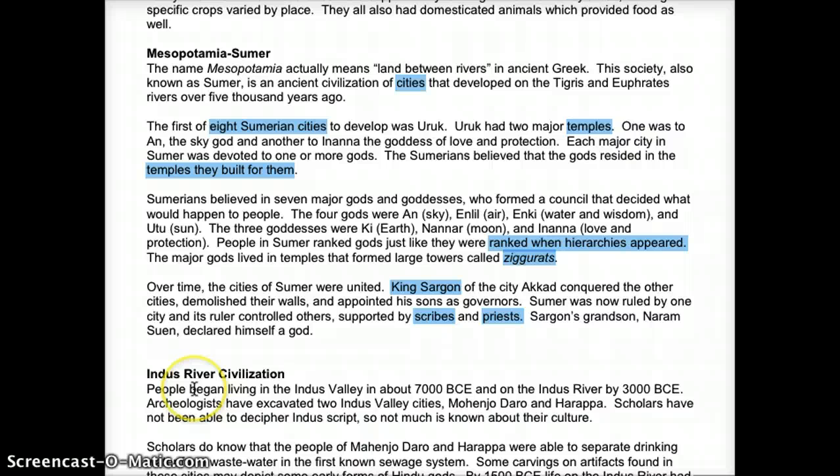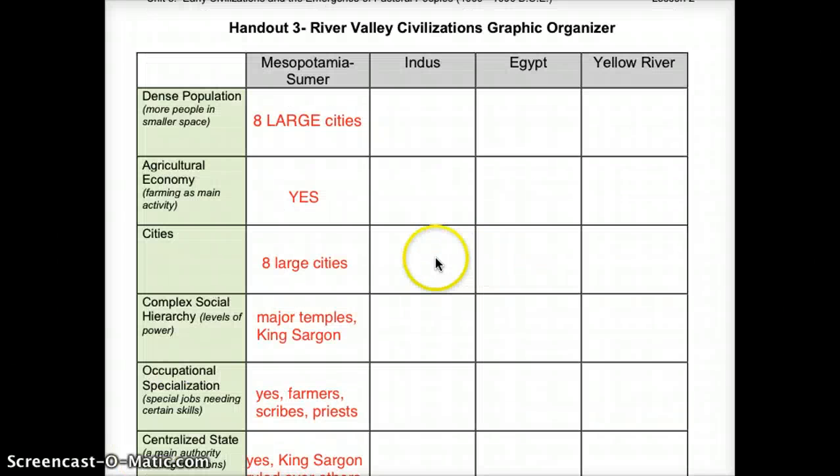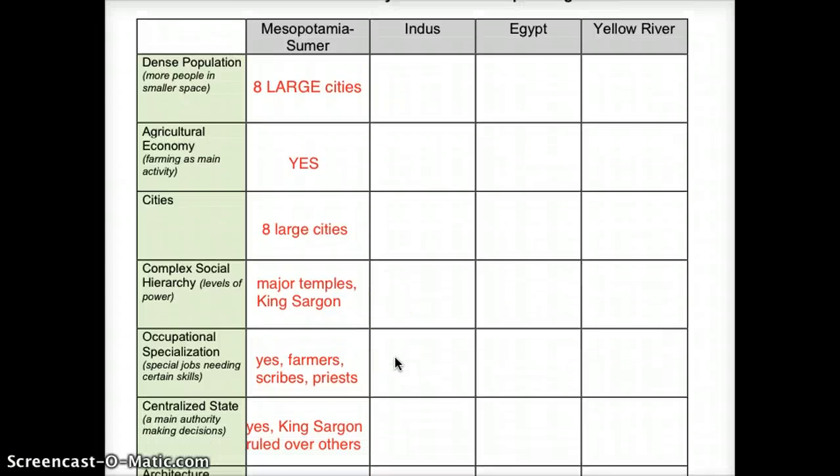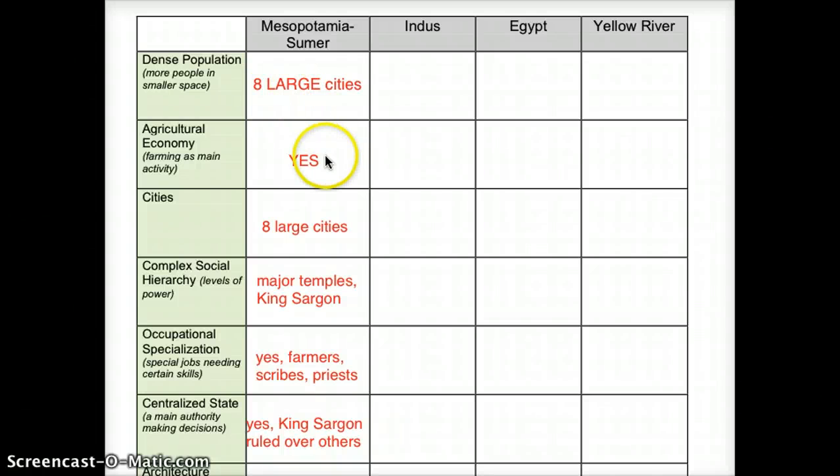Now let's take a quick look at how you will fill in your chart. So here is my handout 3, River Valley Civilizations Graphic Organizer, how I would fill this one out, and this is your example for you guys to go on. Again, this is just going to be the basics. You don't have to get in super large detail here. Sometimes yeses and nos work. Just minor details. So dense population, I noted 8 large cities.